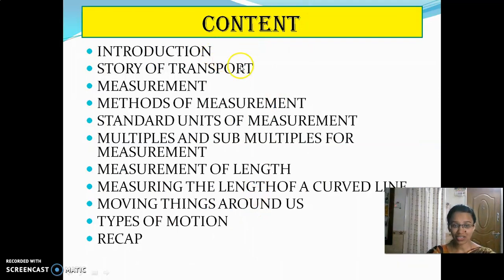Yes. Introduction, story of transport, measurement, methods of measurement, units of measurement, multiples and submultiples, measurement of length, measuring the length of a curved line, moving things around us, types of motion, recap.